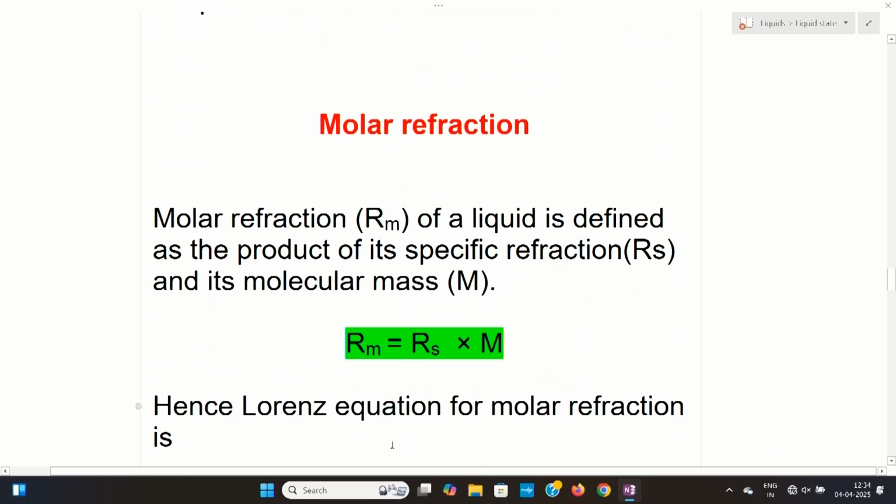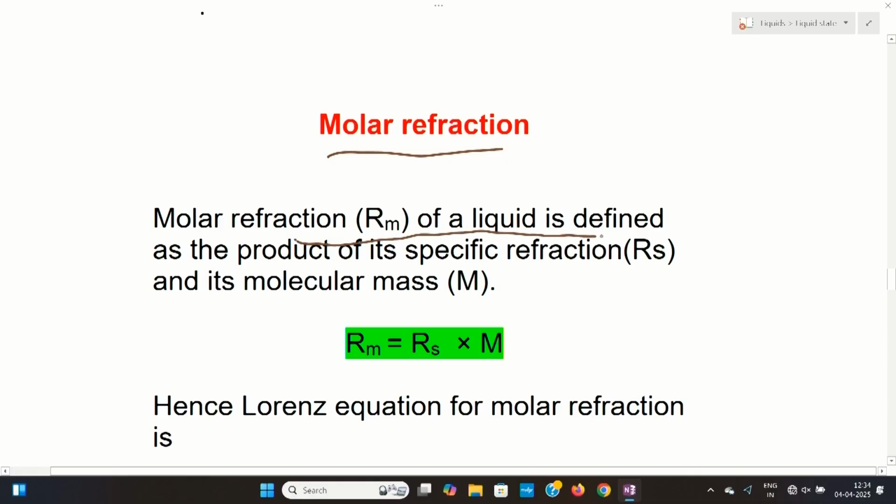Next, we are going to see another property of liquid, that is molar refraction. The molar refraction is the product of the specific refraction and molecular mass of the liquid. Molar refraction, Rm of a liquid, is defined as the product of its specific refraction, that is Rs, and its molecular mass. When we express this in equation, Rm is equal to Rs into M.